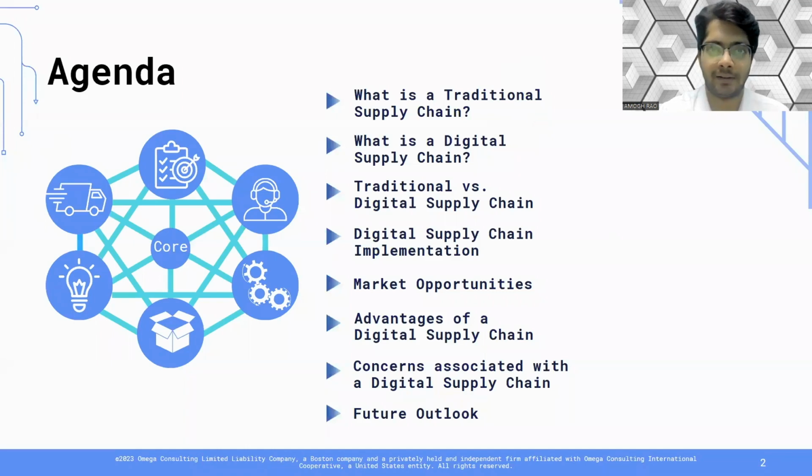Before we get started, our today's agenda is to know about what is a traditional supply chain and what is a digital supply chain, and what are the differences between the two, and how do we implement a digital supply chain network. Along with that, we will also know what are the market opportunities, advantages, concerns, and future outlook associated with the digital supply chain.